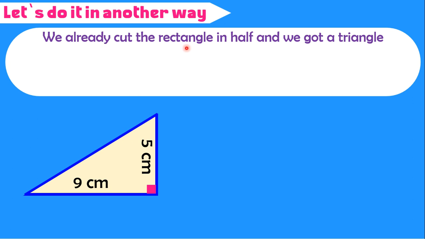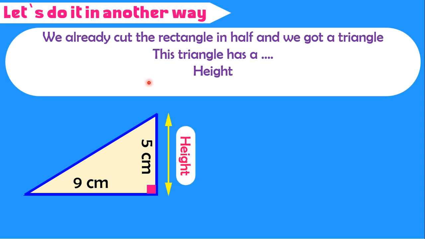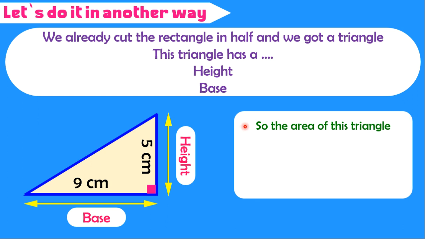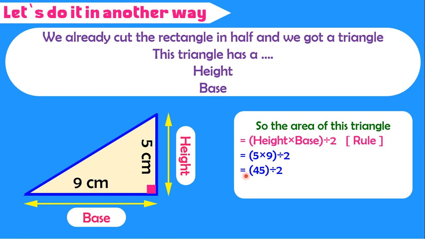Now let's do it in another way. We already cut the rectangle in half and we got a triangle. This triangle has a height and a base. Notice that the height and the base are perpendicular. They have a right angle in between them. So the area of this triangle equals height times base divided by 2, equals 5, which is the height, times 9, which is the base, divided by 2, equals 45 divided by 2, equals 22.5 centimeters squared.